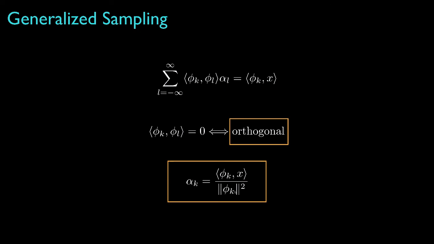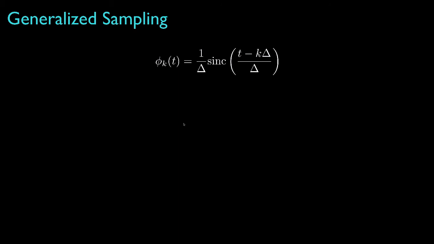Now let's think about the basis functions for the classic sampling theorem. Turns out that these correspond to a collection of sinc functions, each scaled and shifted according to some sample spacing delta. And this defines the width of each sinc function. Now, provided that we use this basis for signals that are band limited to frequencies below 1 over 2 delta, then the inner product of the kth basis function with the signal will be the signal sampled at time k times delta.